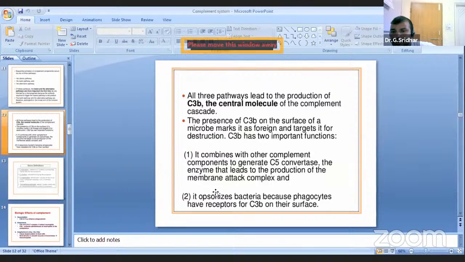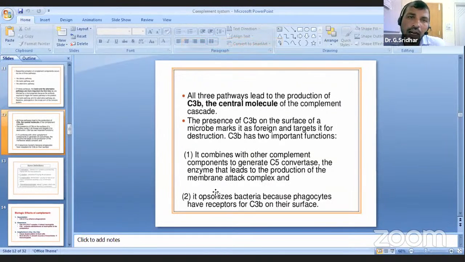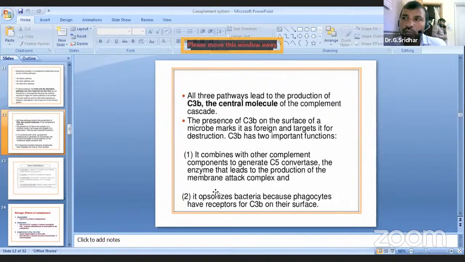And it opsonizes the bacteria, because phagocytes have receptors for C3b on their surfaces. I mean to say that if you are activating the C3 protein, then C3 protein will take care of the activation of C5, then formation of the membrane attack complex. Once the membrane attack complex is formed, it will take care of the activation of other complement proteins.